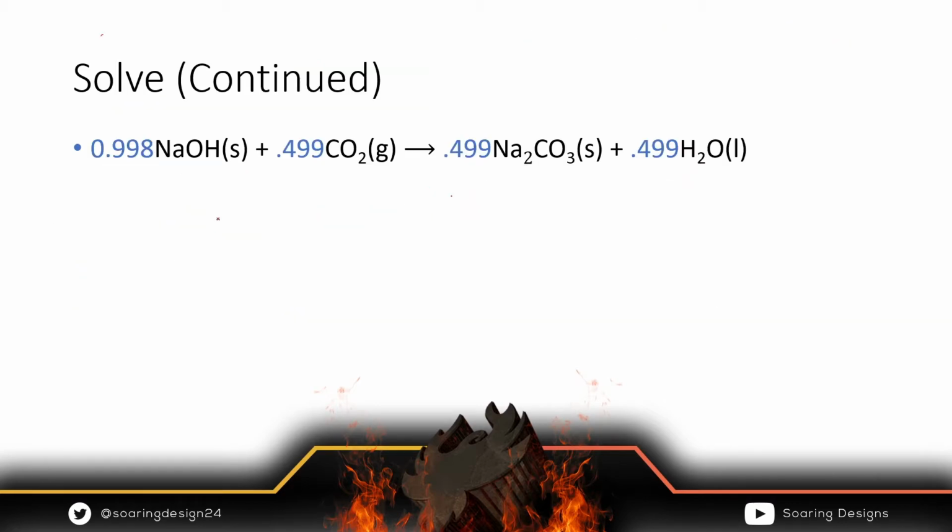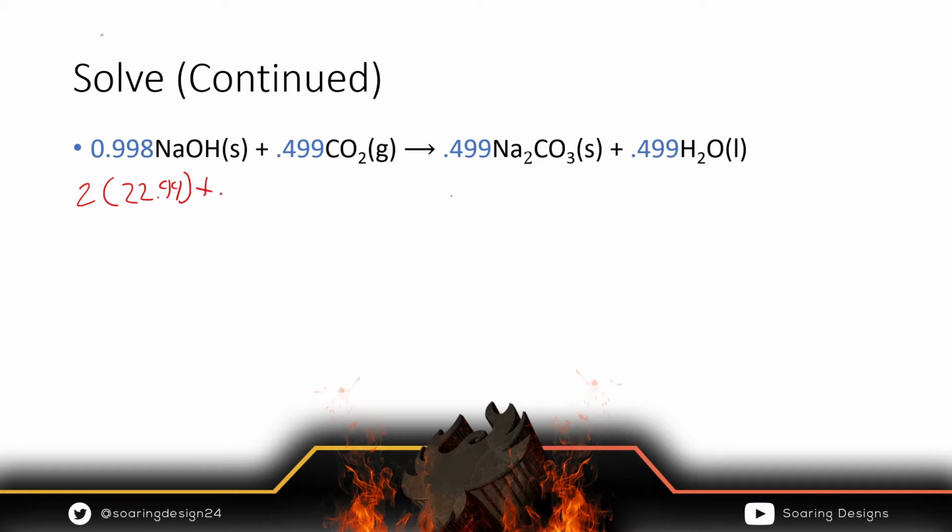Alright, now that we got this done, we're going to figure out how much of each product we have left. We're going to do this by figuring out the weight of each of these compounds, and then multiplying that by our 0.499 molecules to get our final answers. So we have 2 sodium here, so we start by doing 2 multiplied by the weight of sodium, which is 22.99.